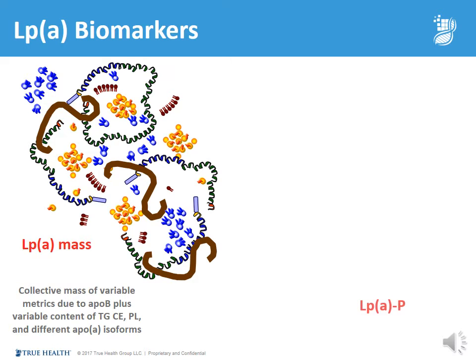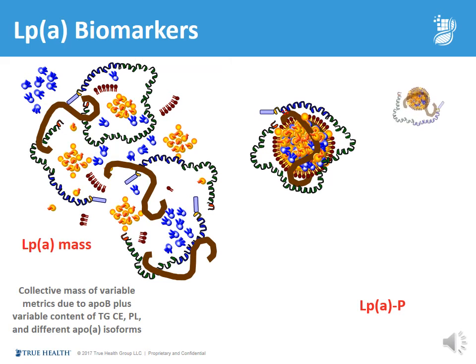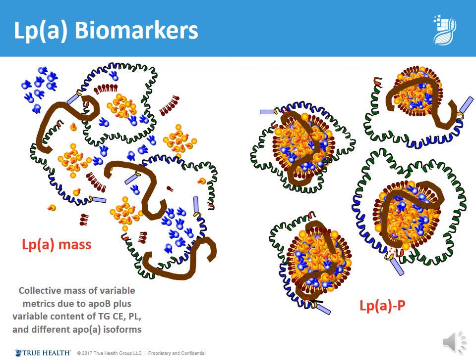True Health Diagnostics is the only lab that gives a clinician an actual LP little a particle count. Now notice LP little a particles, like LDL particles, are extremely heterogeneous. The LDL component could be big or small. It could be triglyceride enriched or cholesterol enriched. And remember, triglycerides have higher molecular weights than cholesterol. Depending on the size of the particle, the phospholipid content would vary. But the ApoA isoform is very variable. Some people have a lot of copies of that Kringle 4 type 2. Others have only a few.